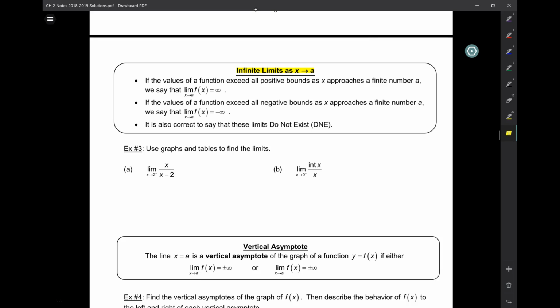So if as x approaches a number, like as x approaches 2, the y value, the vertical value of the function gets so big that it's bigger than any number we can count, we say the limit as x approaches a is infinity. Suppose x is approaching 2, and the values vertically get so small, they're like negative trillion, negative whatever, and farther than we can count in the negatives, we say the limit of f of x as x approaches a is negative infinity.